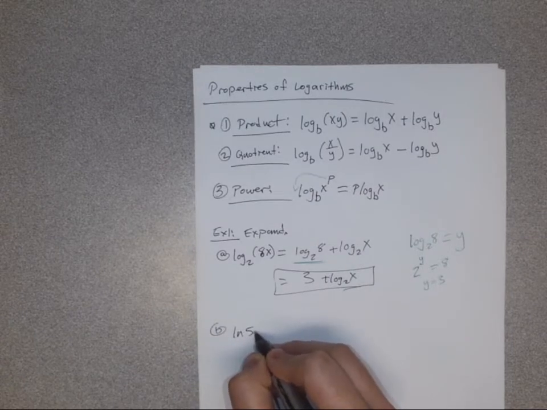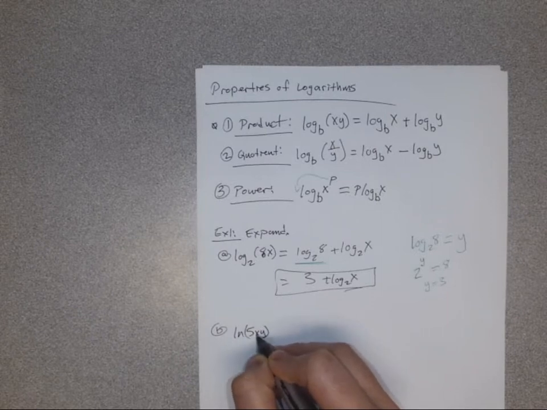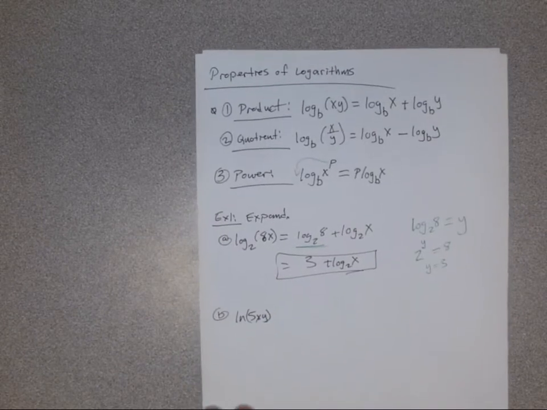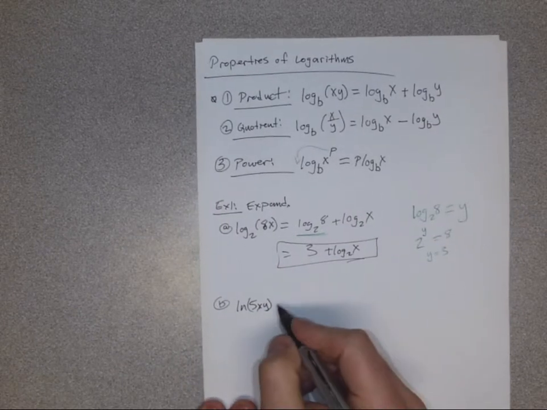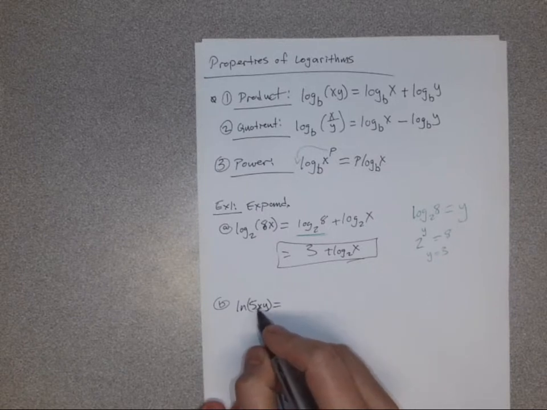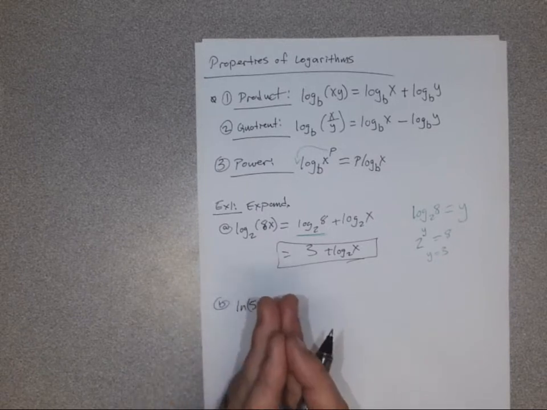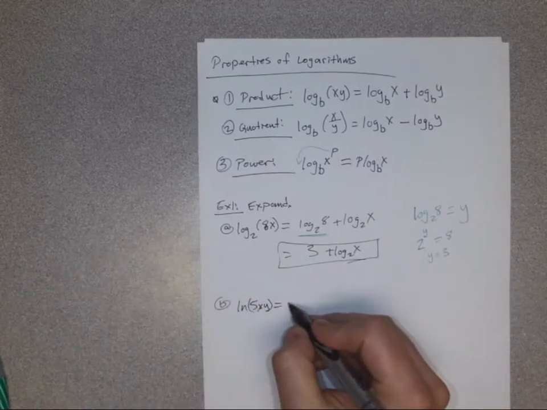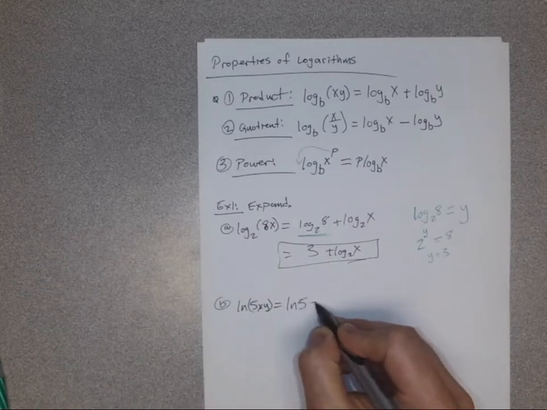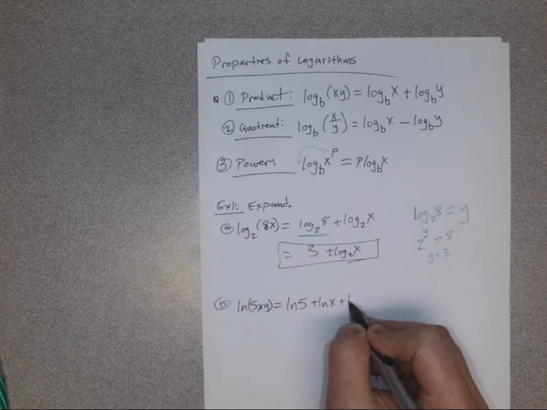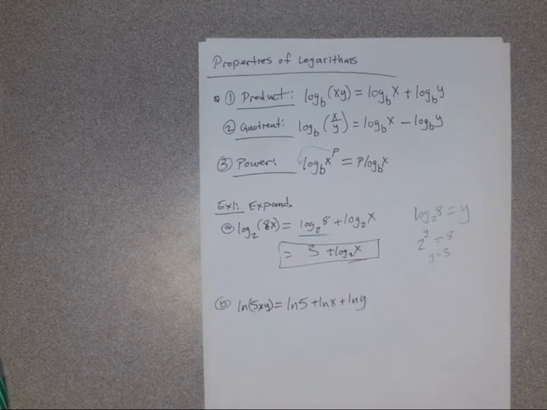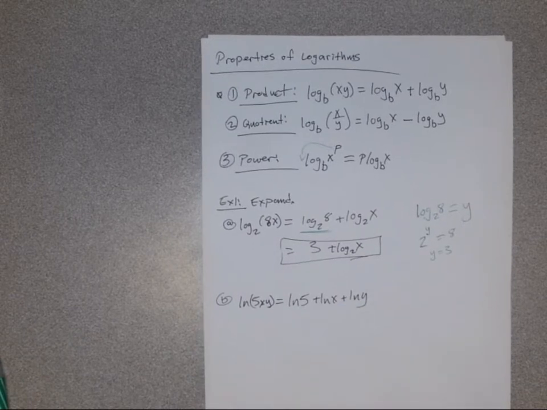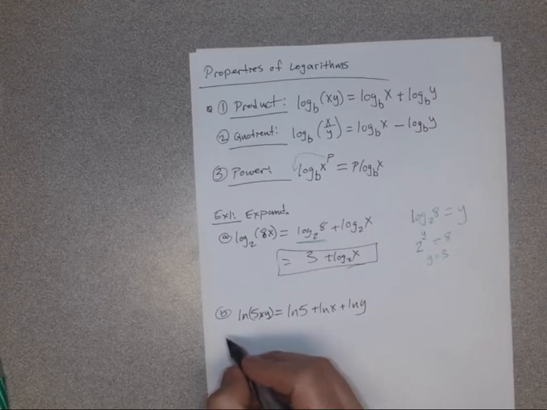Natural log of 5xy. So here we're multiplying three things together, and so we're using the product rule. When we're multiplying three things, it works the same way as two. We just break each of them out separately and add them together. So the natural log of 5 plus the natural log of x plus the natural log of y. Hopefully those are pretty easy for you.